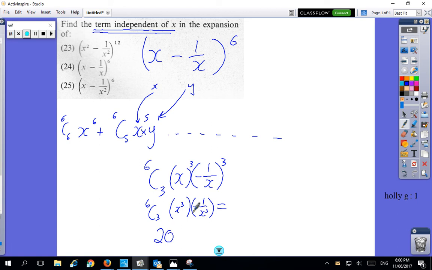So these cancel each other out. But remember, when you cancel in this fashion, you end up with x to the power of 3 on x to the power of 3, but this was a positive times a negative, so this is negative. When you cancel it, you don't get 0, you get 1. So all of this here becomes negative 1, multiplied by this 20 becomes minus 20. Okay.